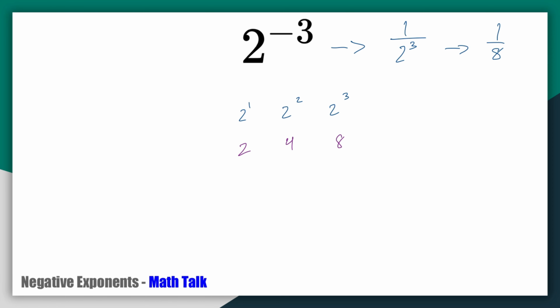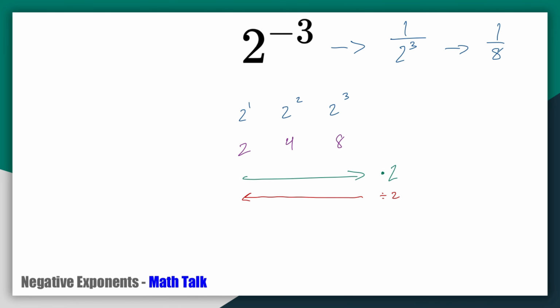Now, if we look at the pattern happening going this way, we are multiplying by 2 each time we increase the exponent one place. We're multiplying by another 2. Well, what happens if we're going this way? That must mean that we are dividing by 2. And with these positive exponents here, it makes lots of sense.